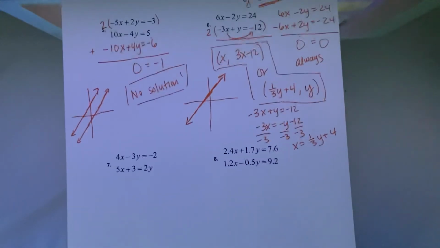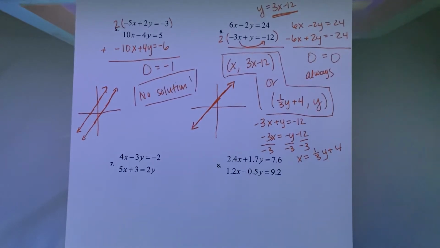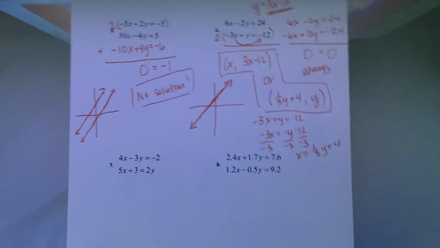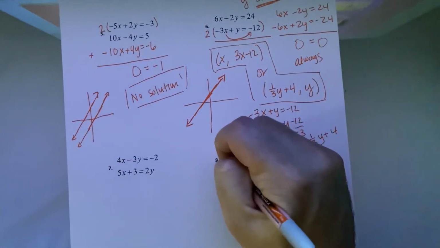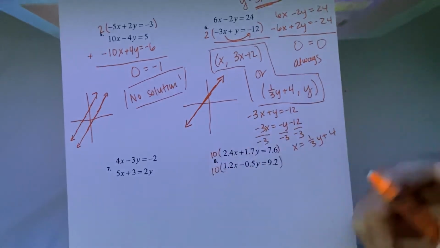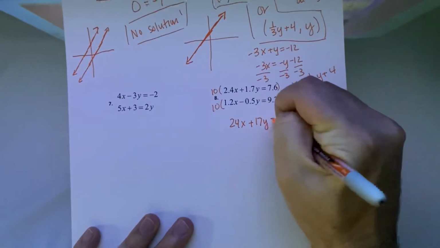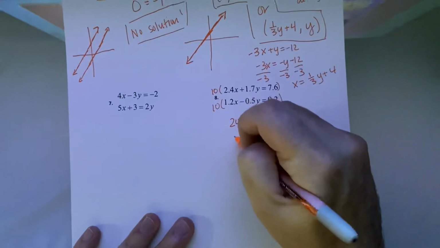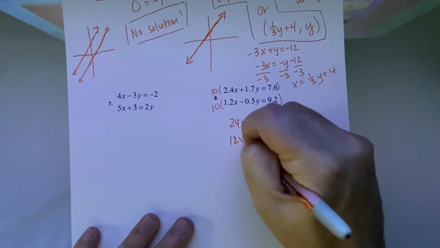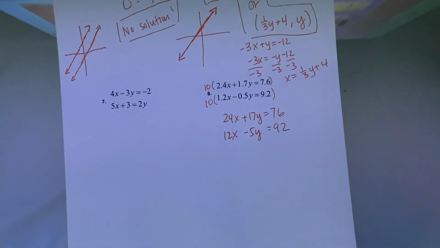Now, one other thing that I want to talk about is decimals. When you have decimals, remember that decimals may be unpleasant, but can we get rid of a decimal? We can multiply everything by 10 to get some new equations. That would be 24x plus 17y equals 76. In our second equation, we get 12x minus 5y equals 92. We can go from there.